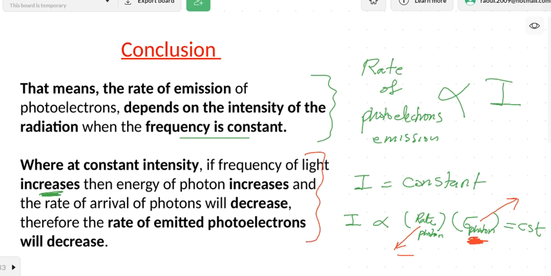Okay? Just to show you that intensity depends not only on the rate of photons, but also on the energy of photons, the frequency, and its wavelength.